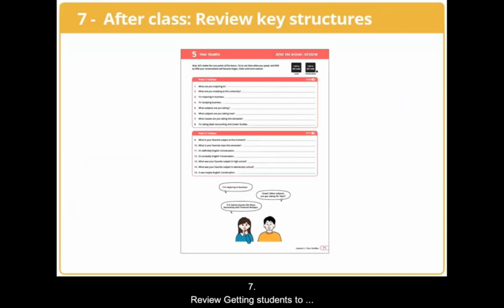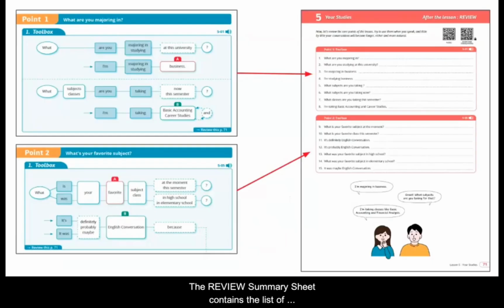Review. Getting students to review key sentences between classes is vital to their progress, but not always easy to do. The review summary sheet contains the list of sentences that students have learned in the Point 1 and Point 2 toolboxes.